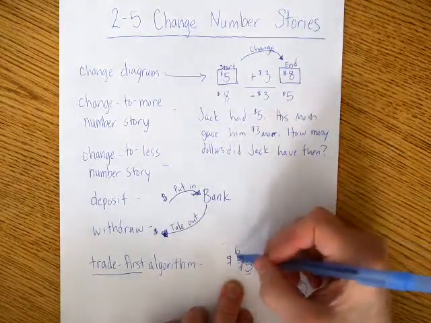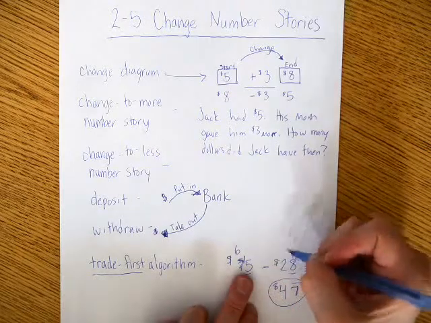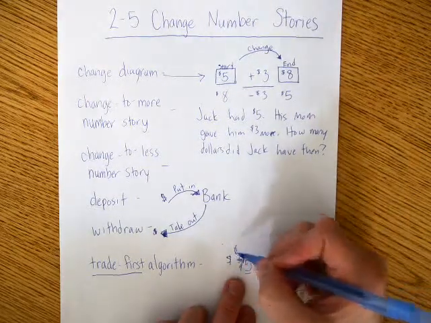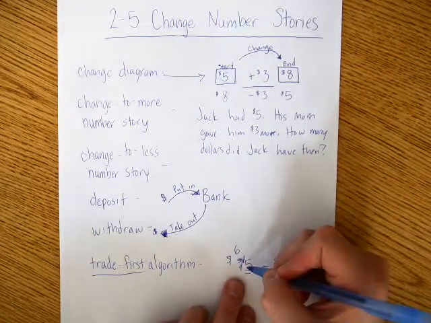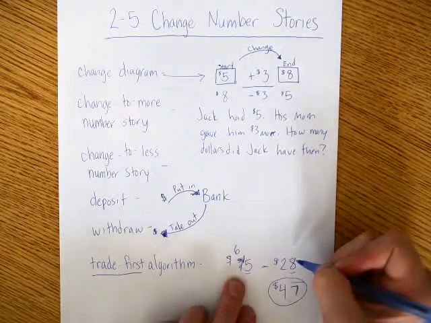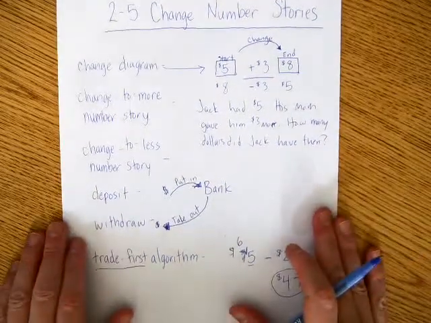It's just essentially remembering, okay, I know I can't do 5 minus 8, so I'm going to trade one of those 10s in for 10 ones, and I'm going to do that first. Okay, so these are change number stories.